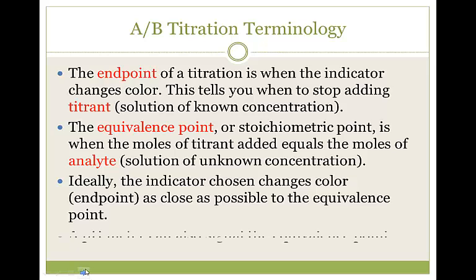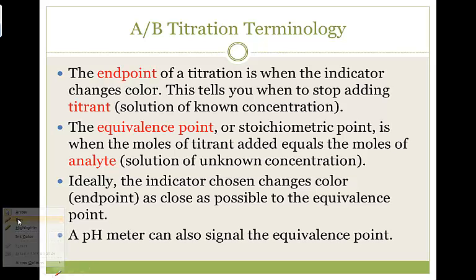The first thing is an endpoint. An endpoint is when our indicator changes color, plain and simple. Now, this does not tell us our equivalence point, which we'll talk about in a second. All this does is tell us to stop adding titrant. The endpoint is when we change color.